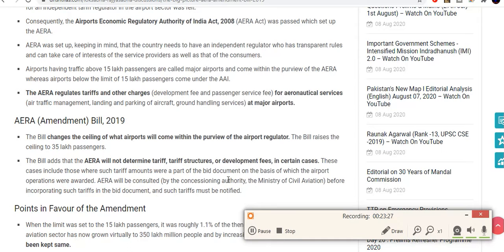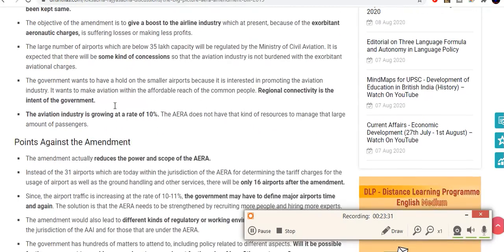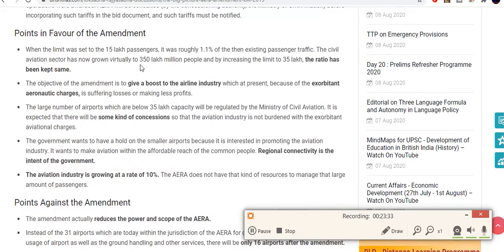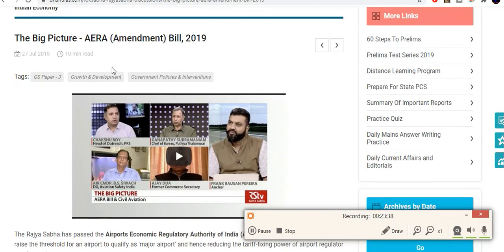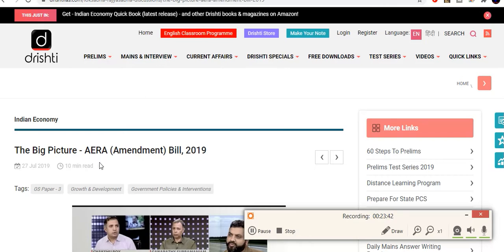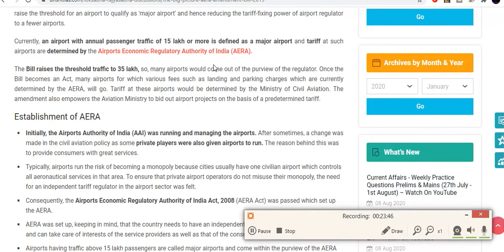So there are certain exceptional cases as well. So there are certain points in favor and certain points against. Okay, so this is for general studies. You have to remember that there is a body called AERA. Means for general studies you have to read about this amendment, what is going on and whether it is being passed by the parliament or not.